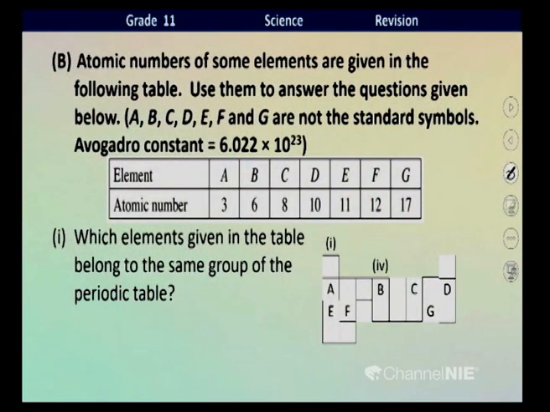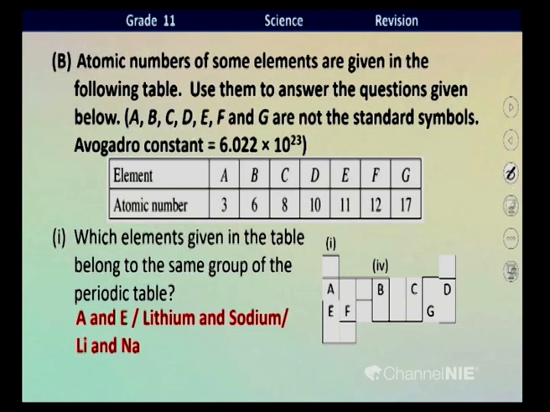Given elements based on their atomic numbers, right? Now it is easy to find the elements belong to the same group, right? It is completely clear, right? What are the elements belong to the same group here, children? A and E. Actual elements are lithium and sodium. When you answer by symbols A and E.